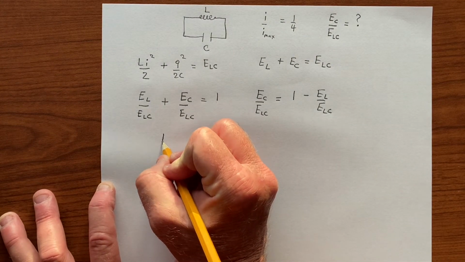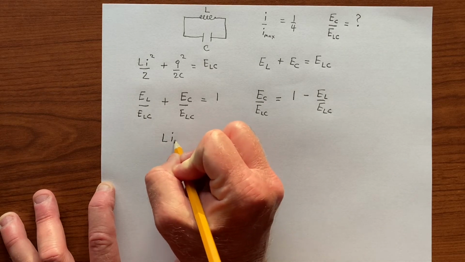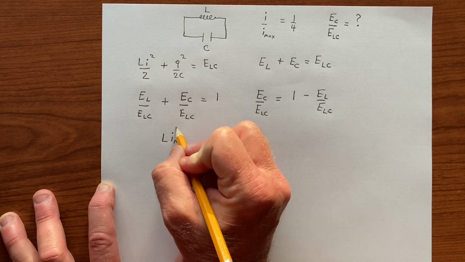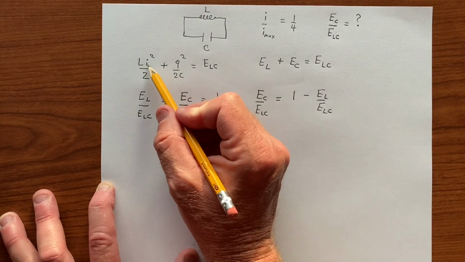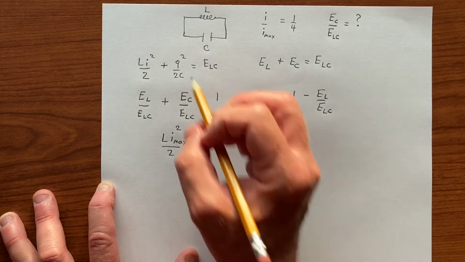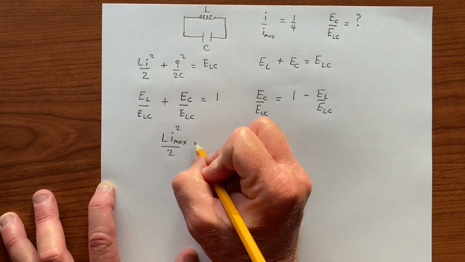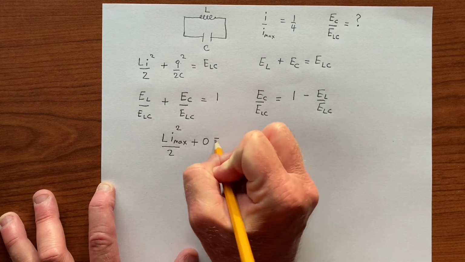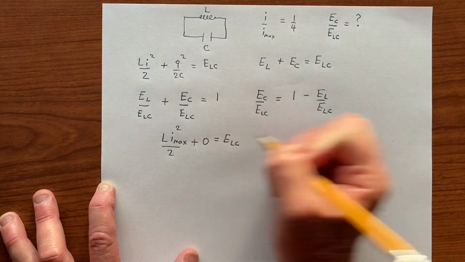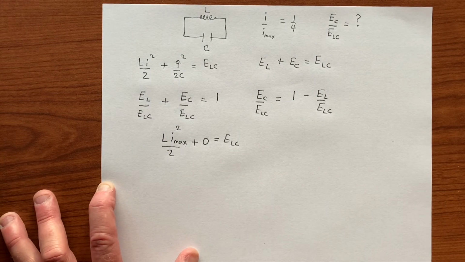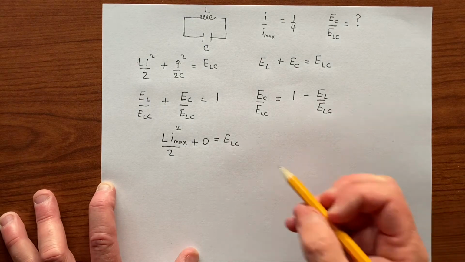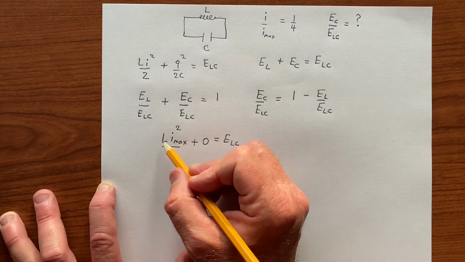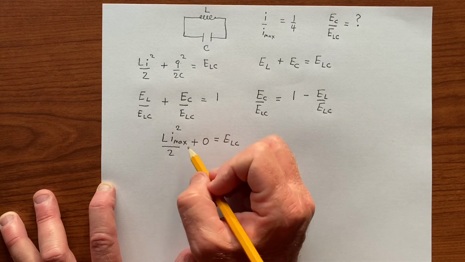when the current in the circuit is maximum, or the current in the inductor is maximum, we have L I squared over 2 is the energy in the inductor. So I replaced I with I max, but we know that there's no charge in the capacitor, so we have plus 0. That's equal to ELC. So an expression for the total energy in the LC circuit is L I max squared over 2. So we don't need to know what L is or what I max is.